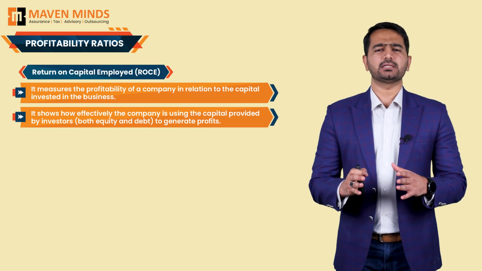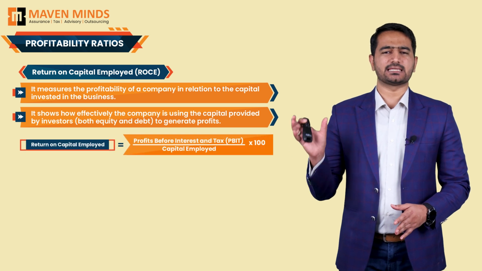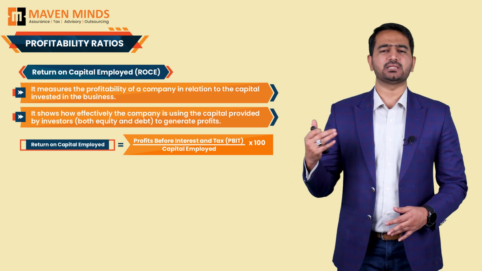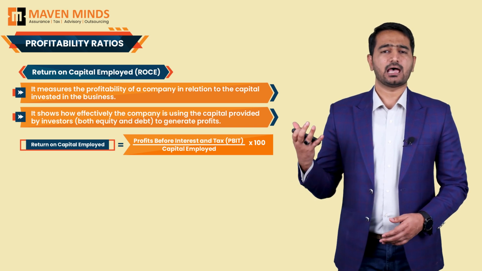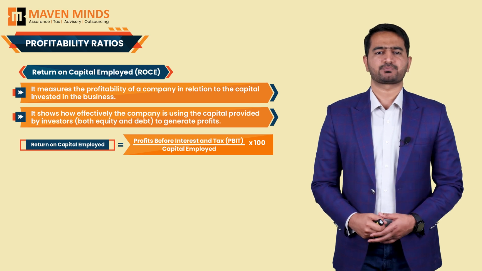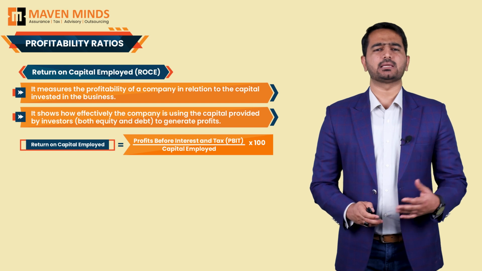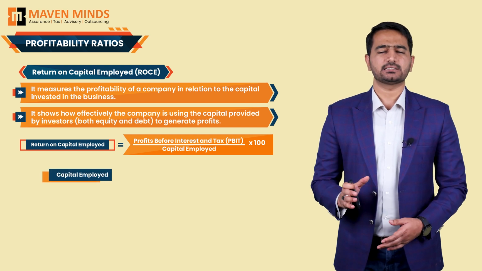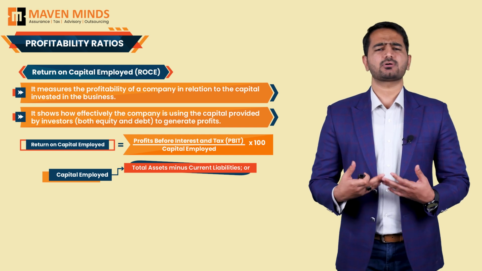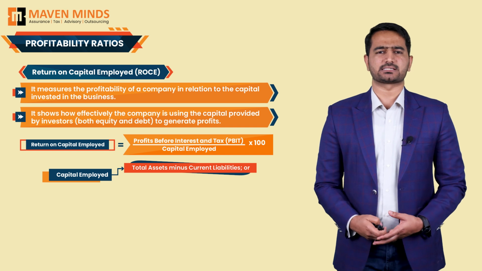Alright, let's break down how to calculate return on capital employed. The formula is pretty straightforward. You start with profit before interest and tax in the numerator, and then you divide this by the capital that has been employed in the business and multiply the result by 100 to convert it into a percentage. Now, here we have two methods to calculate capital employed. The first method is total assets minus current liabilities. This is a common method where you simply subtract your current liabilities from the total assets.